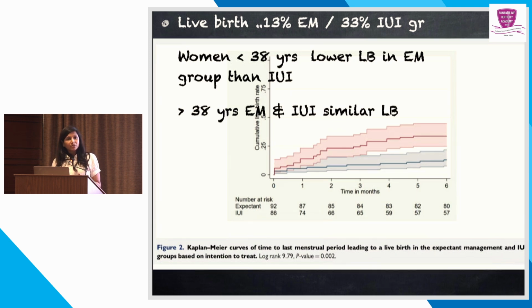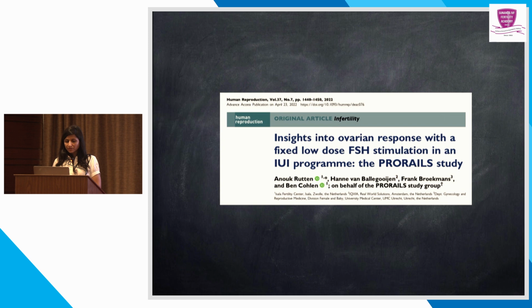So in women less than 38 years of age, the live birth rate is lower with expectant management than with IUI. But if the patient is more than 38 years, expectant management versus IUI didn't make much difference. So if you take a patient with unexplained infertility specifically, expectant management and IUI will have the same result. But if she is less than 38 years, rather than wasting the time, it's better to take them for IUI to have better success.